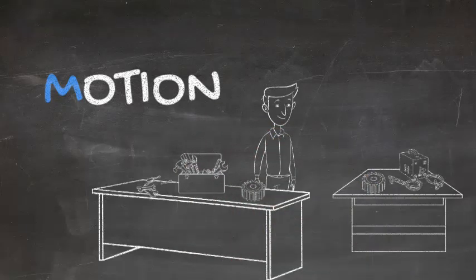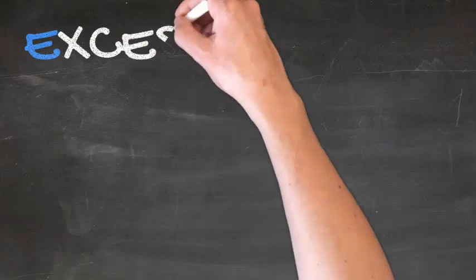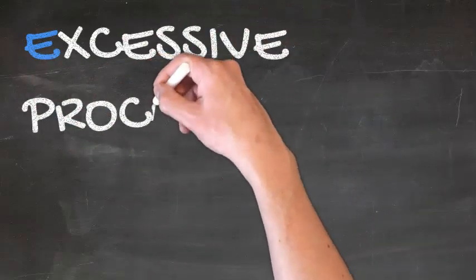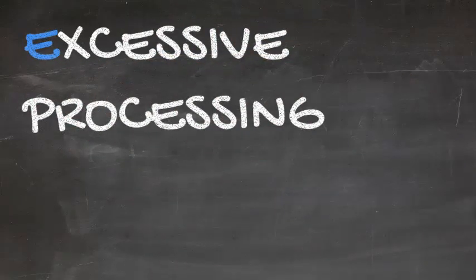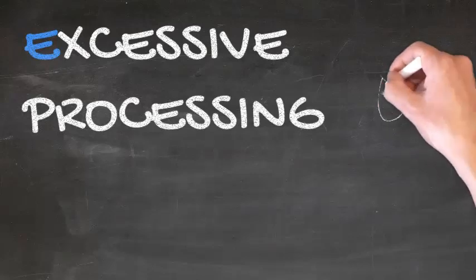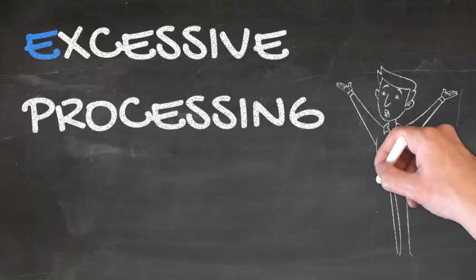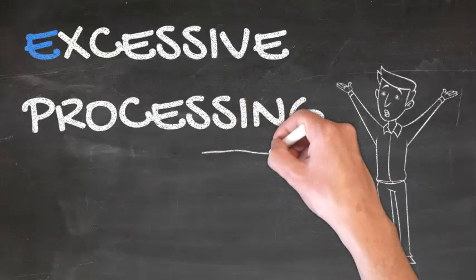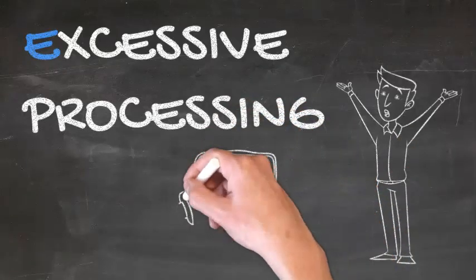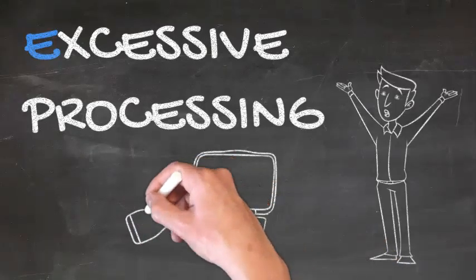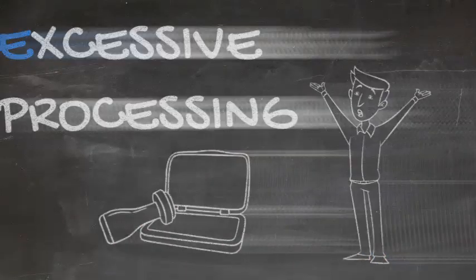E is for excessive processing. When we add unnecessary inspections or additional approvals, it slows delivery of the product or service to our customers and requires additional labor. This is typically driven from the top down in response to previous customer complaints. We often put a permanent solution in place to fix a one-off problem that occurred in the past.